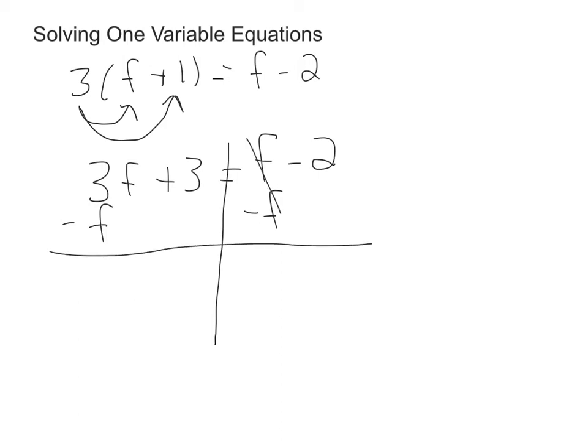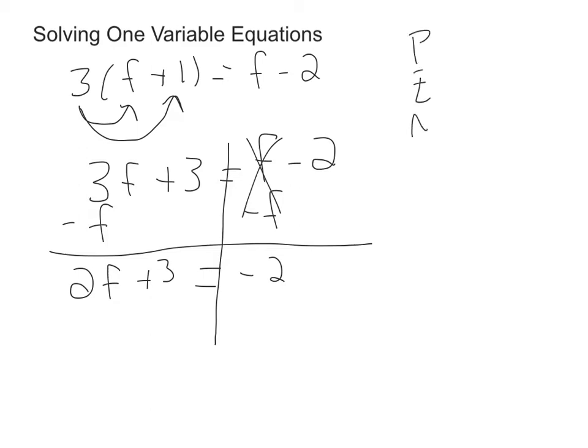Now all I have left over here is -2, and now I had 3f, but I took away 1, so I've got 2f plus 3 over here. Now I've got a 2 in my way and a 3 in my way on the left side, and I'm going to have to figure out which one to get rid of first.